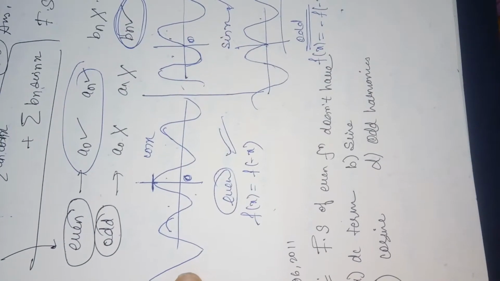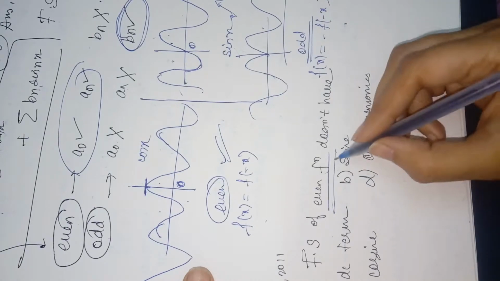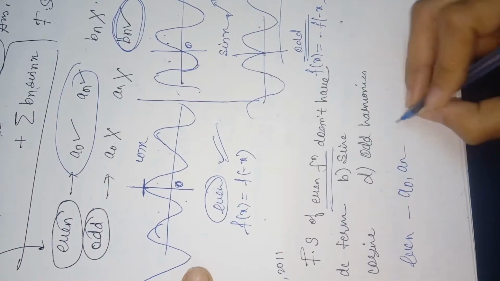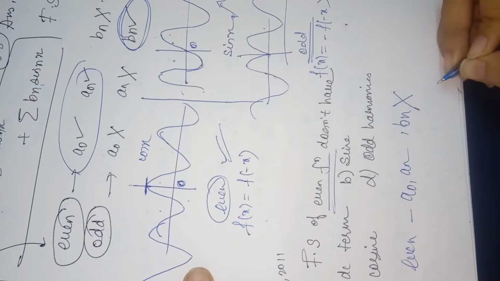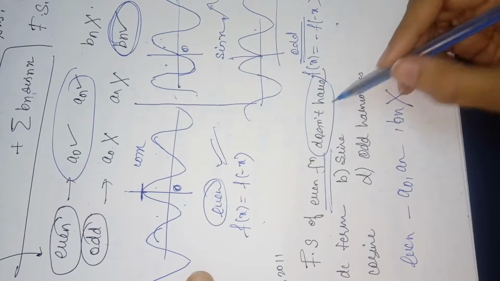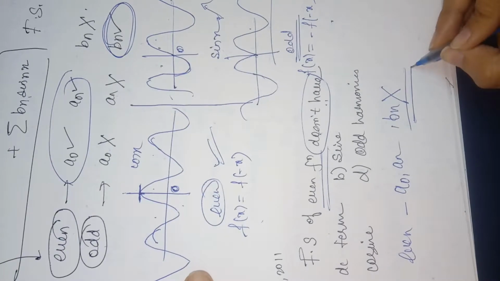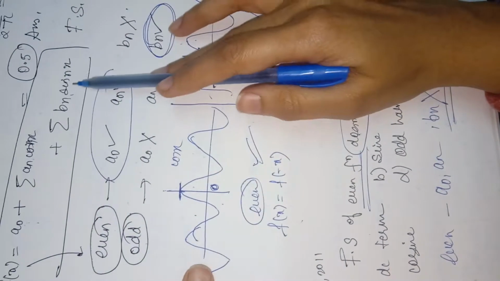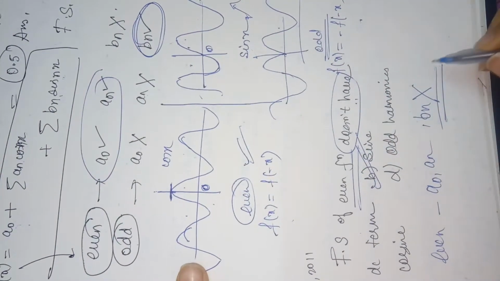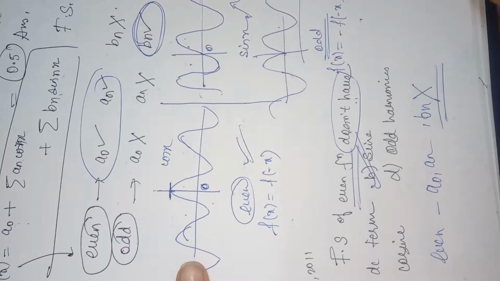Okay, now even function. An even function should have a naught and an, and bn should be absent. What it is asking, remember, is not what it has, it is asking what it does not have. So it will not have bn. Bn means it will not have sine terms. Very easy, a 1 mark question. Directly you can get it, no chance of getting it wrong.